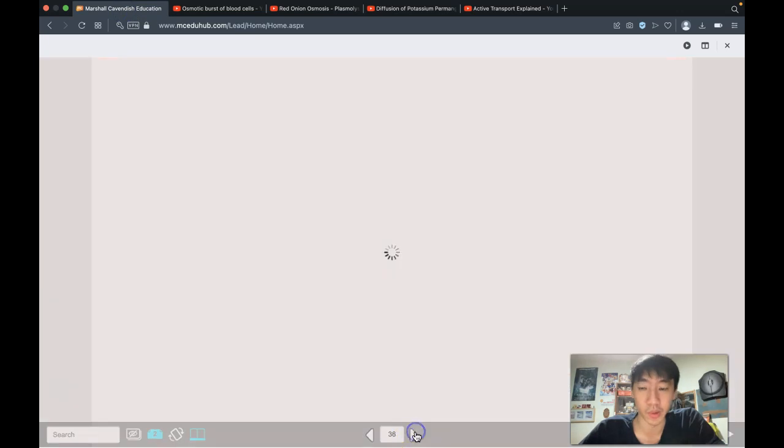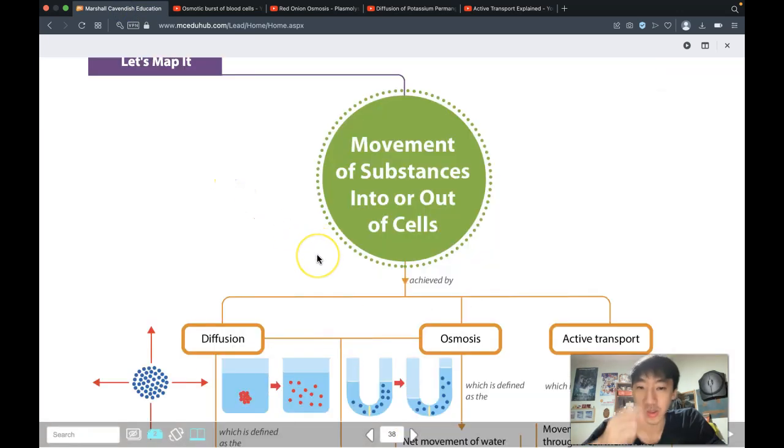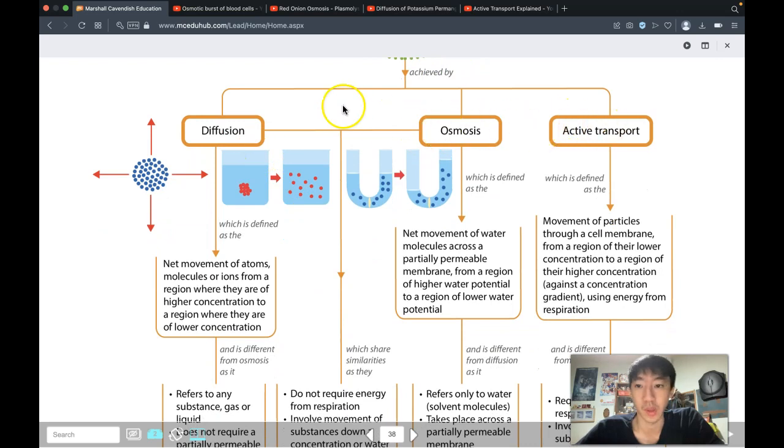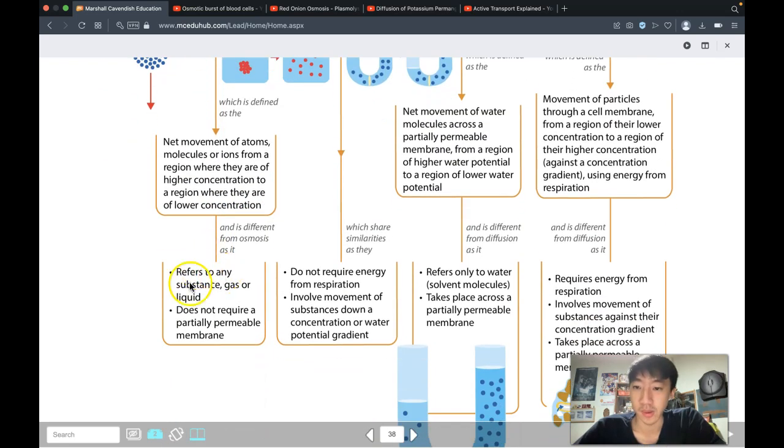Let's look at the summary for this chapter. This chapter is called Movement of Substances. There are three key things that we have learned: diffusion, osmosis, and active transport. I feel like I'm repeating this a lot, but let's go one more time. Diffusion is the net movement of atoms, molecules, or ions from a region where they are of higher concentration to a region where they are of lower concentration. It refers to any substance. It could be a gas, liquid, and some rare solids. Just a fun fact. It does not require a partially permeable membrane, although occasionally you will see it in the question.